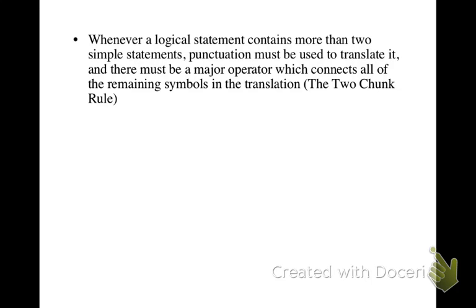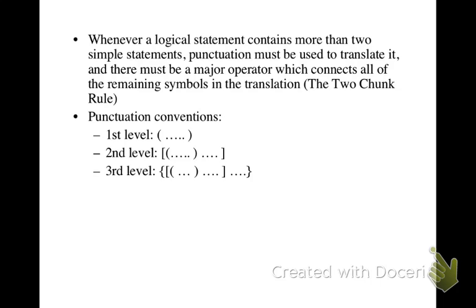Okay, so whenever a logical statement contains more than two simple statements, punctuation must be used to translate it, and there must be a major operator which connects all of the remaining symbols in the translation. That's, in essence, the two-chunk rule. So our conventions for punctuation will be, at the first level, the first time we need punctuation, we will use parentheses. The second level will be square brackets.